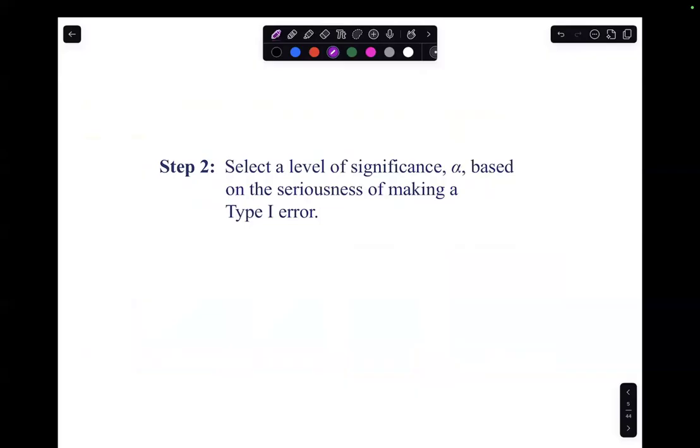All right, you're going to be given the level of significance. The level of significance is that alpha that we've talked about before, and it is based on the seriousness of making a type 1 error. So don't worry about that; just remember you're given that level of significance, and that's your alpha. It means the same thing as when we were using confidence intervals.